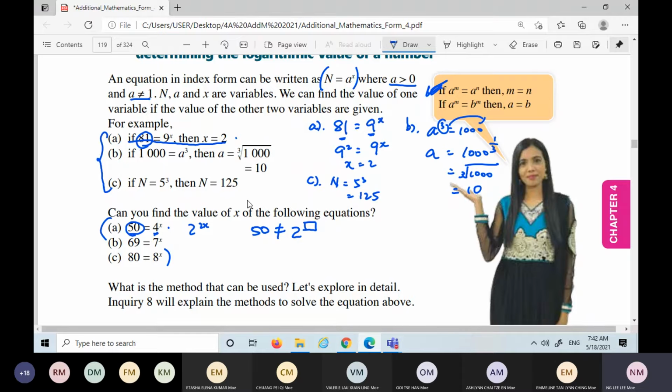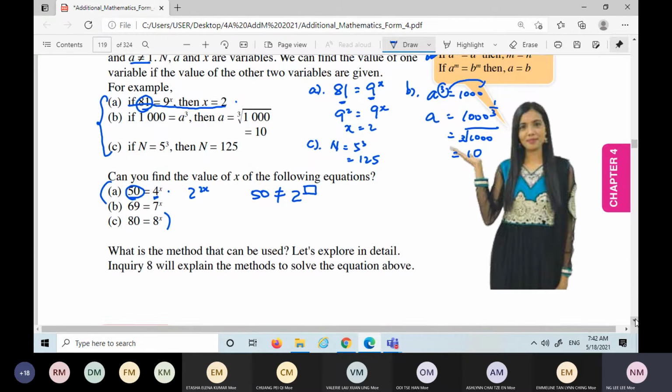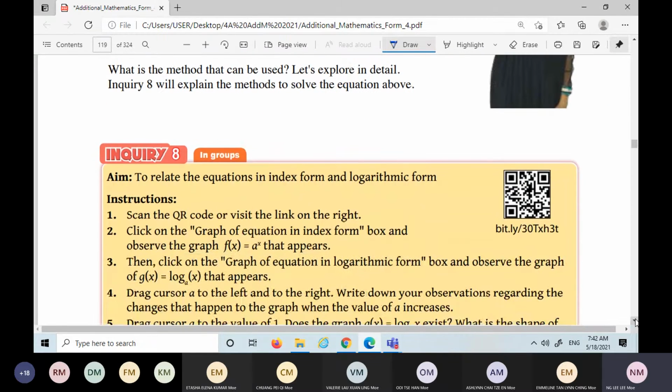So we continue. We want to see what is the relation between the index form and the logarithmic form. We go to this website.